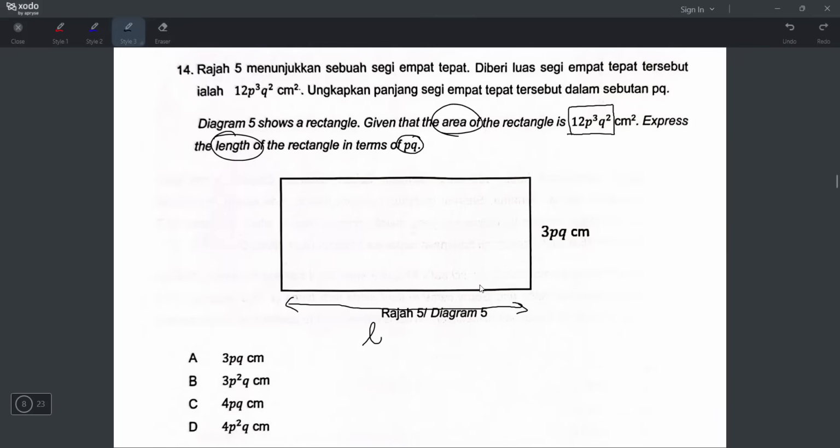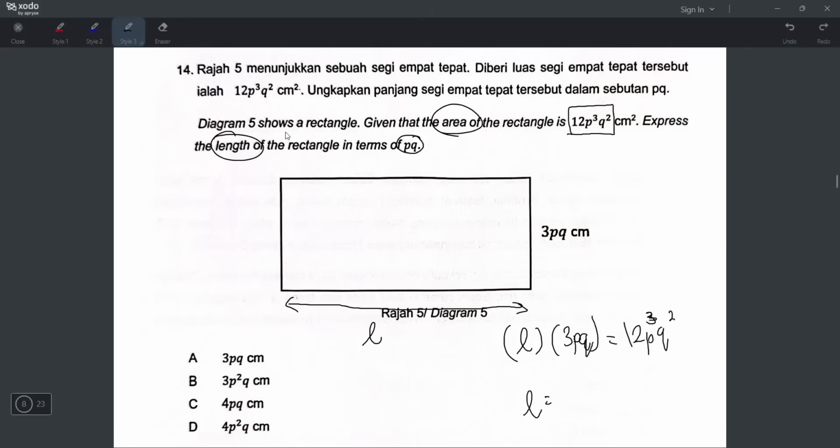So to find the length, you have to use the area formula. Okay, what is the area of a rectangle formula? Length times width, or you can say panjang darab lebar. So it's actually L times 3pq. That's how you find the area. And then equals to the 12p power 3 q squared. But I'm trying to find L now, which is the length.